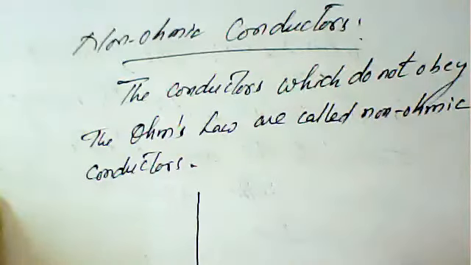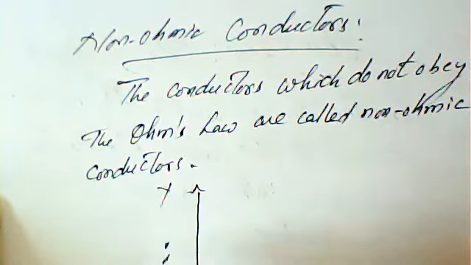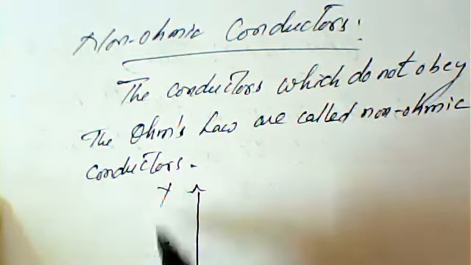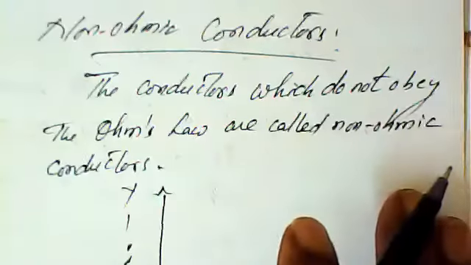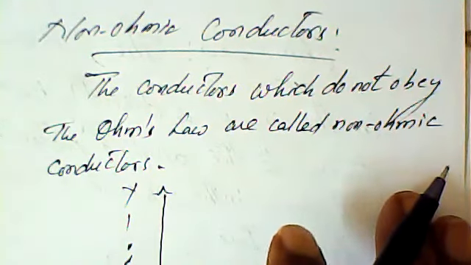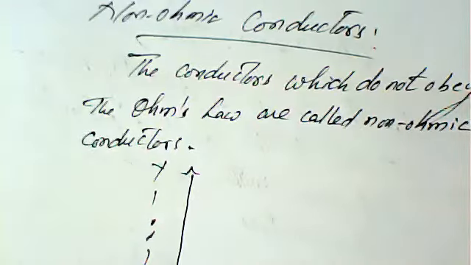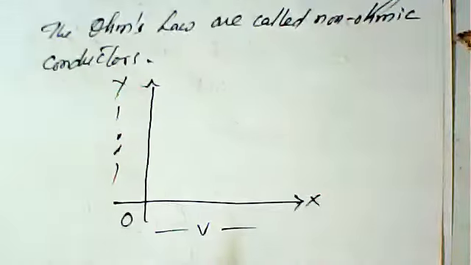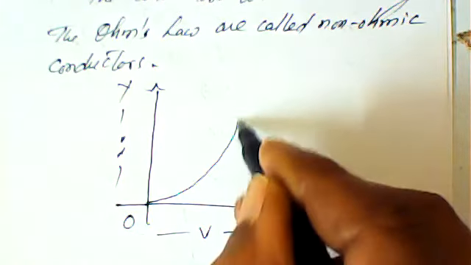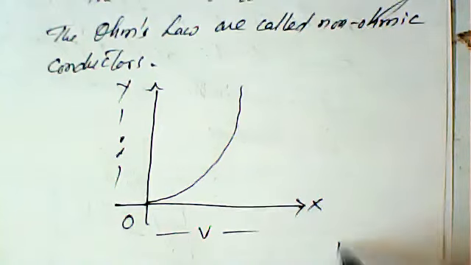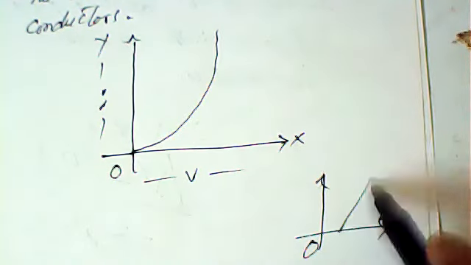So let us see how will be the graph of this. This is current and voltage. Please write down this soon. Non-ohmic conductor: the conductors which do not obey the Ohm's law are called non-ohmic conductors. And the graph will be like this. It's not a straight line. It is a curve like this. Or sometimes it will be like this also. This is origin. It is not a straight line passing through origin.